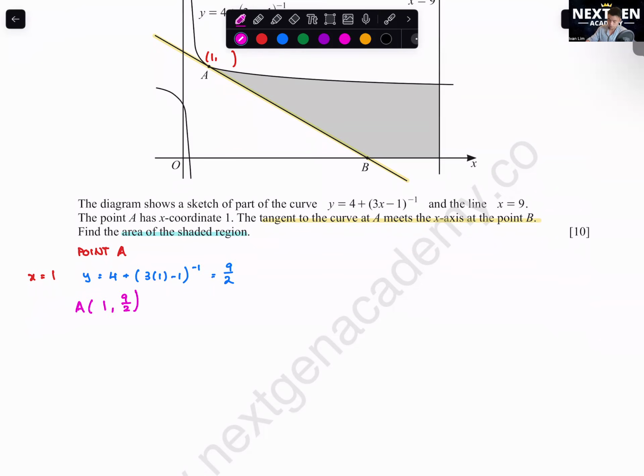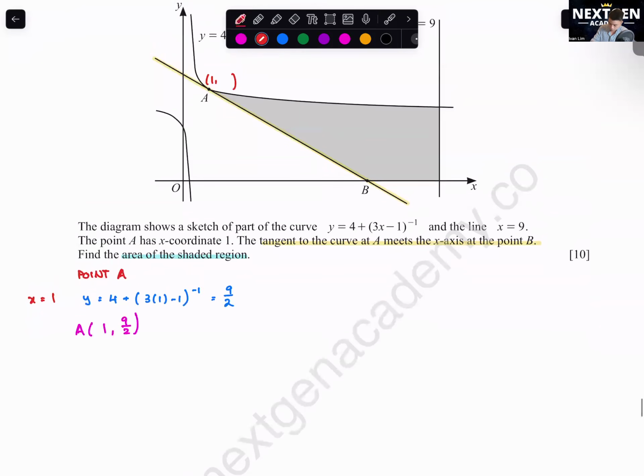Okay, then the next one. Let's write this down first. 9 over 2. Equation of tangent. So I need to find dy over dx. Then I substitute these 2 points into y minus y1 equals to m(x minus x1).